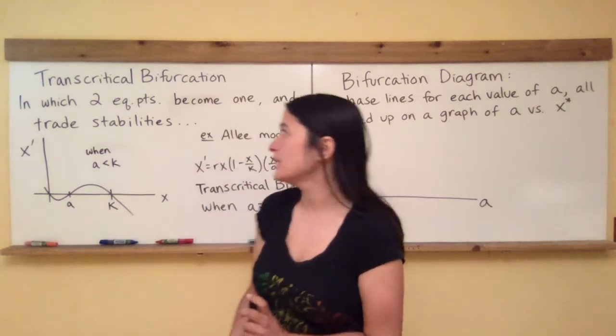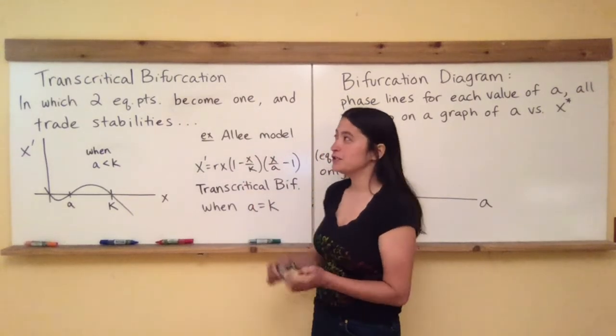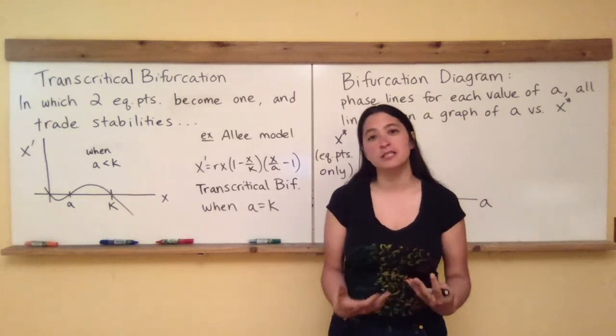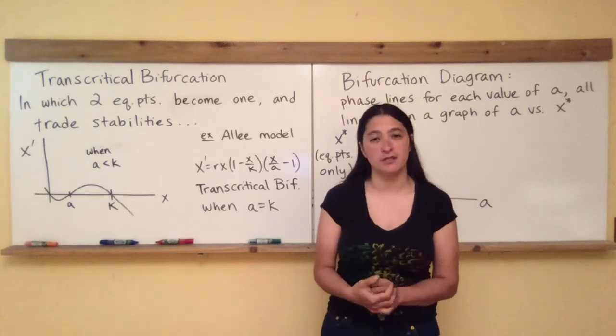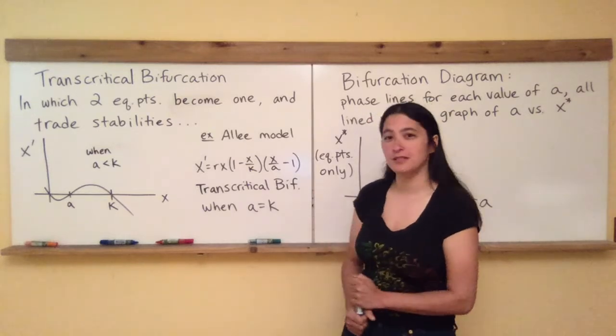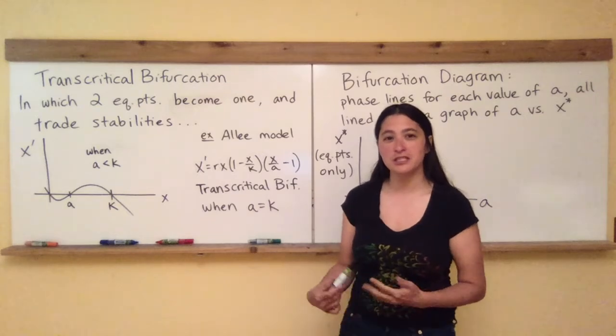So the first bifurcation we're going to look at is a transcritical bifurcation, in which two equilibrium points merge, they become one, and they trade stabilities on either side of the bifurcating point. Let's stick with the Allee model. People really enjoy this model, and it has a lot to do with ecology. So let's just take a look.